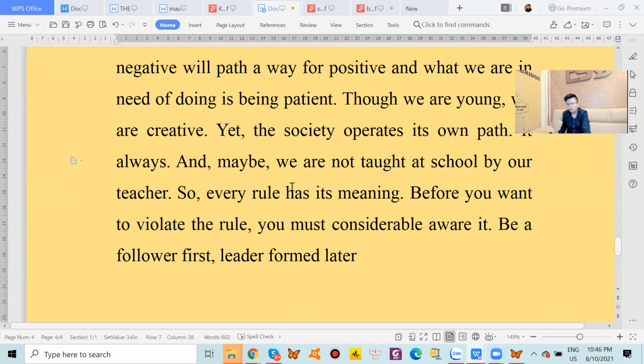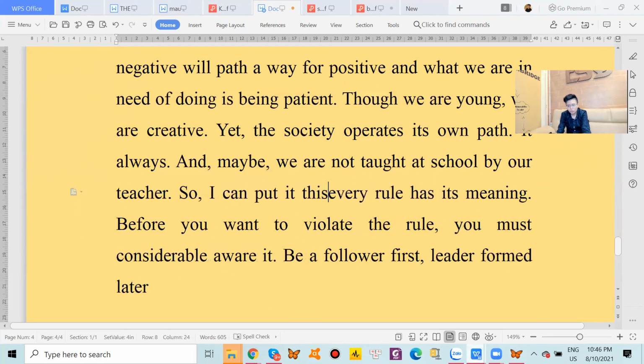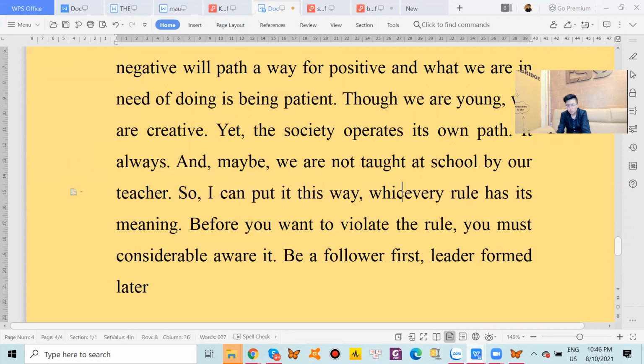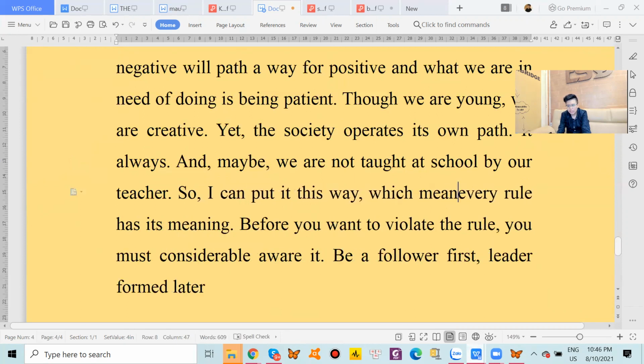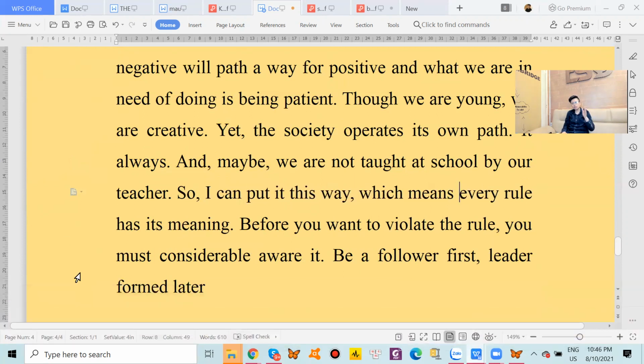So every rule has its meaning, or you can say that, I can put it this way, which means if you want to say that this is the way you think about it, or this is how you use your verbal English to express your emotions or to express your thoughts. You will use the phrase "I can put it this way," which means every rule has its meaning.